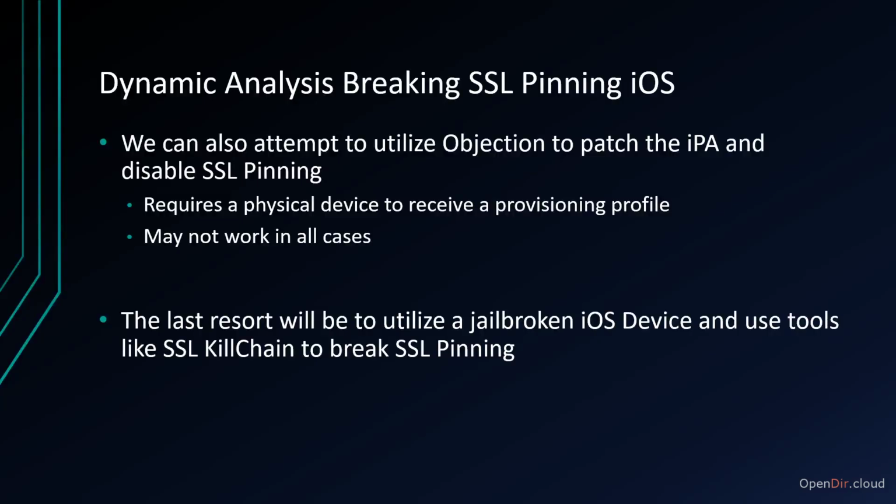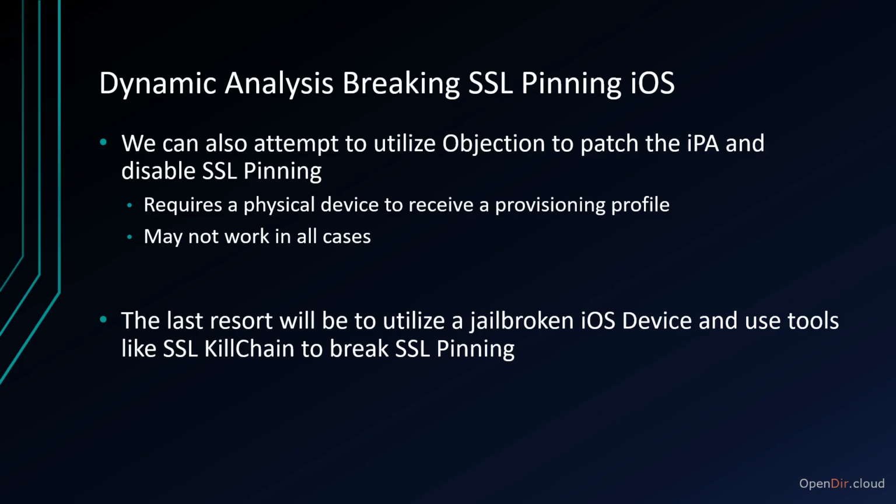Okay, for dynamic analysis of iOS applications, one thing that we can do is breaking SSL pinning for iOS. And here it's going to get a little bit more complicated than it was for Android. In Android, we utilize objection to patch the APK, and then we disabled SSL pinning. We can also do the exact same thing utilizing objection to patch an IPA as well.